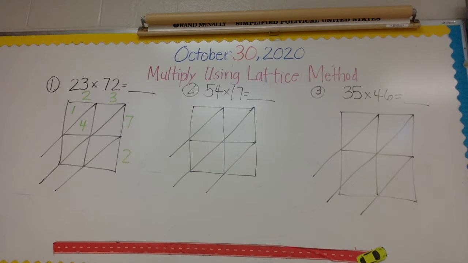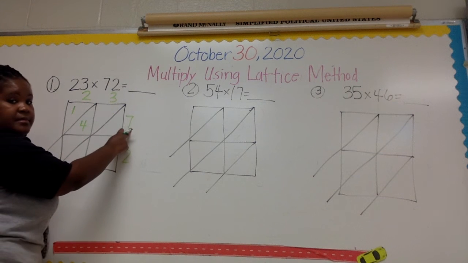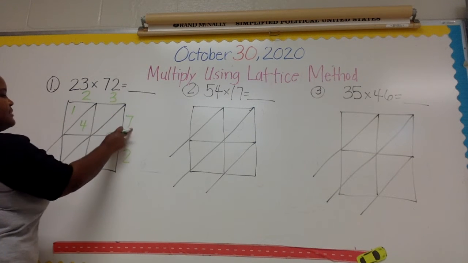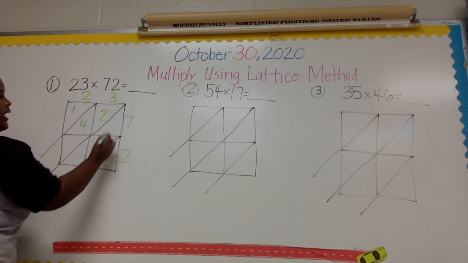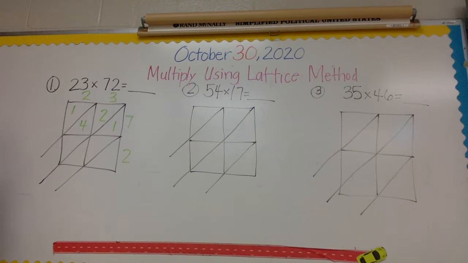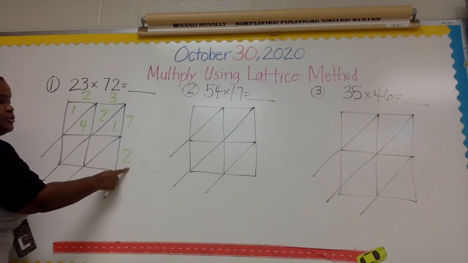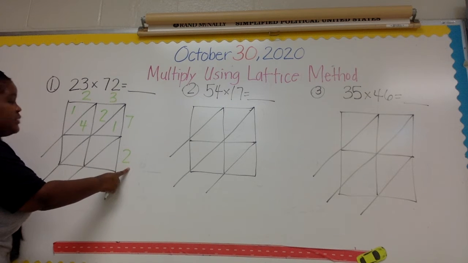Now I am going to multiply my 3 times 7. And when I multiply 3 times 7, I get 21. So I'm going to write the 2 and the 1 right there in the top box, okay? That's what we have there in that box, okay? Now I am going to multiply my 2 here times the 2 here, and my 2 times 2 is 4.